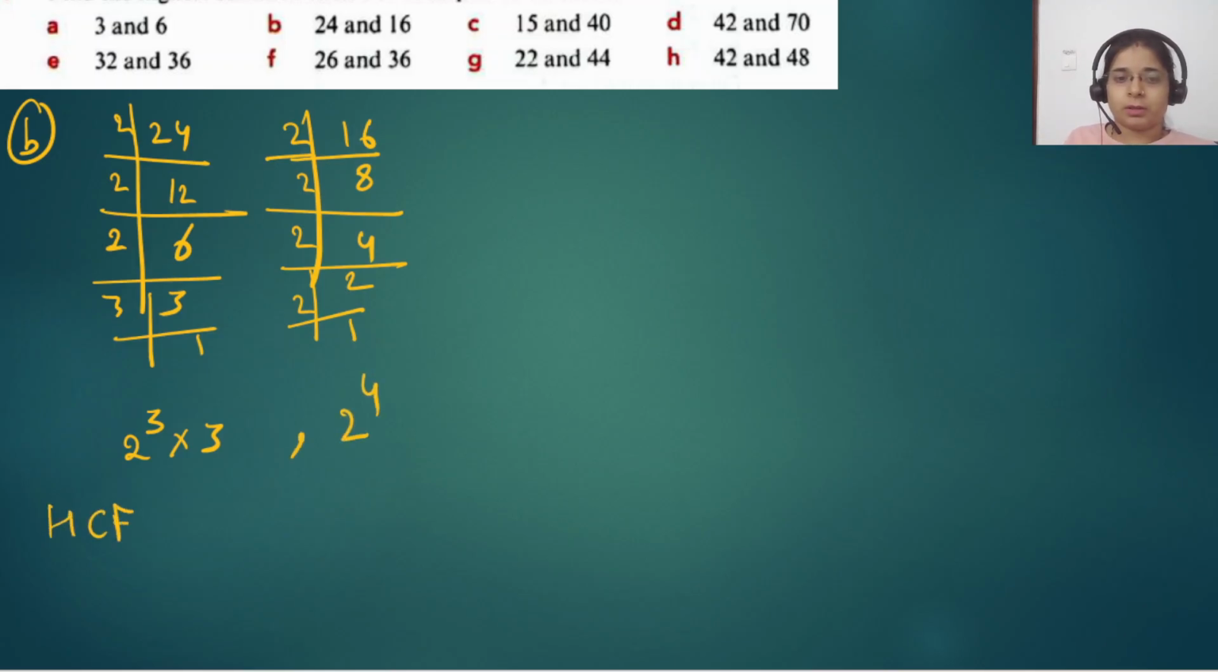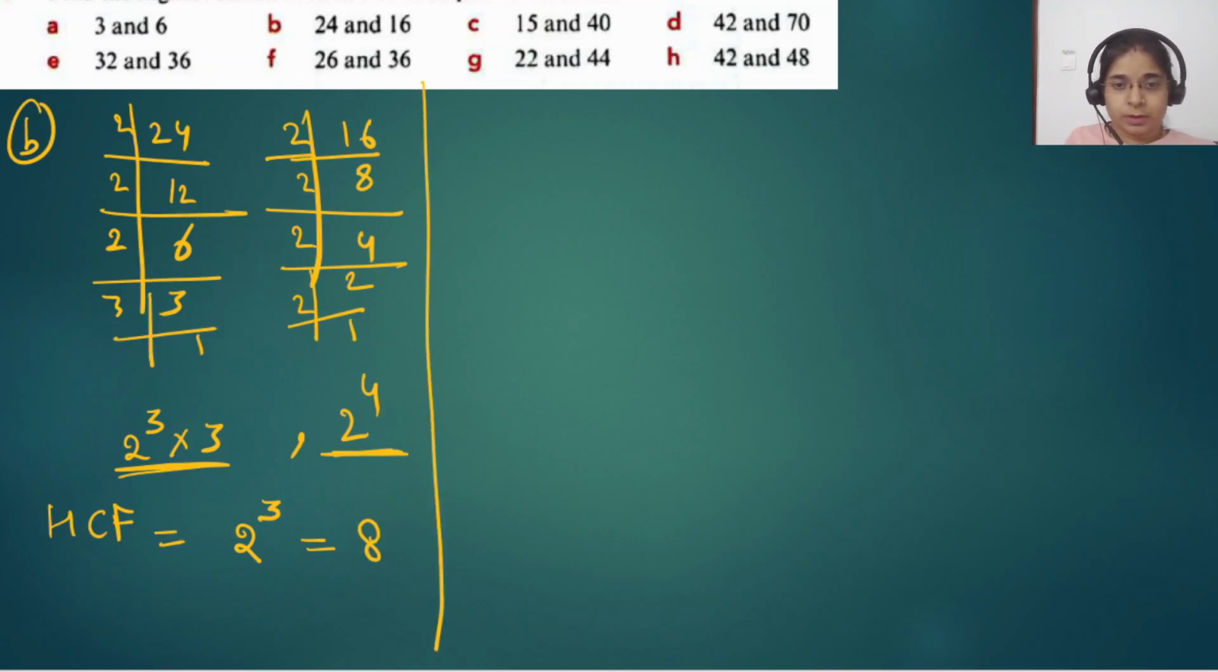To find the HCF, we are going to take the common factor only, that is 2, because 3 is not here in this one. So I'm not going to take it. This is not a common factor. Only 2 is the common factor because 2 is there in both of them. Now, what is the least power of 2 amongst these two? That is 3. So 2 to the power 3, which is 8, is my HCF for 24 and 16.